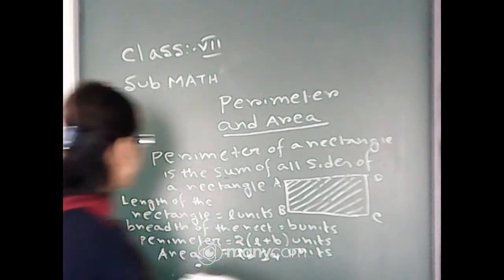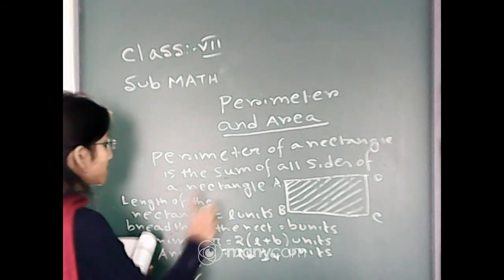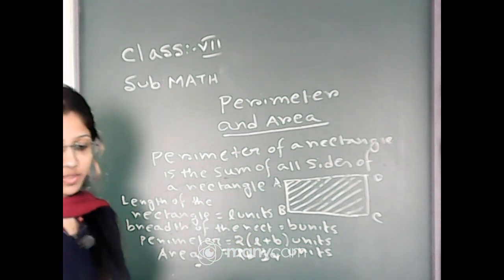Therefore, area of the rectangle is equal to LB square units, and perimeter of the rectangle is equal to 2 into (L plus B).